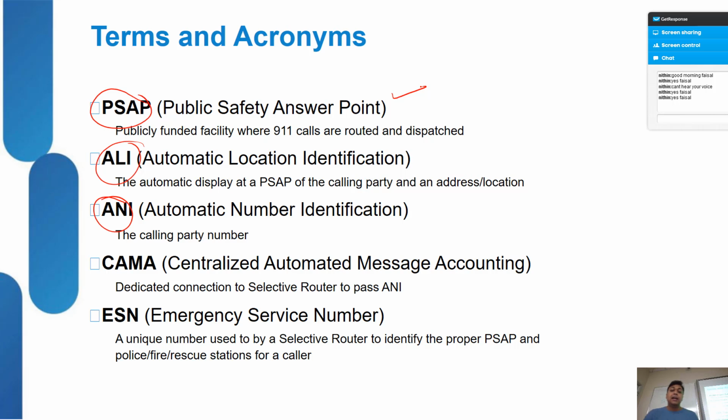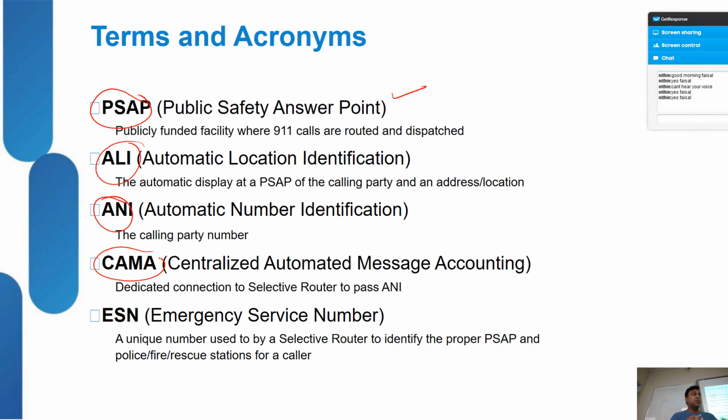Correct. Then you have ANI. We all know what ANI is, your phone number, your caller ID. Then something called CAMA, Centralized Automated Message Accounting. It's a special link from your office, for example, from my office at 705 Progress Avenue, to the 911 operator office, a specific router. So from your building, a direct cable goes to the PSAP selective router.